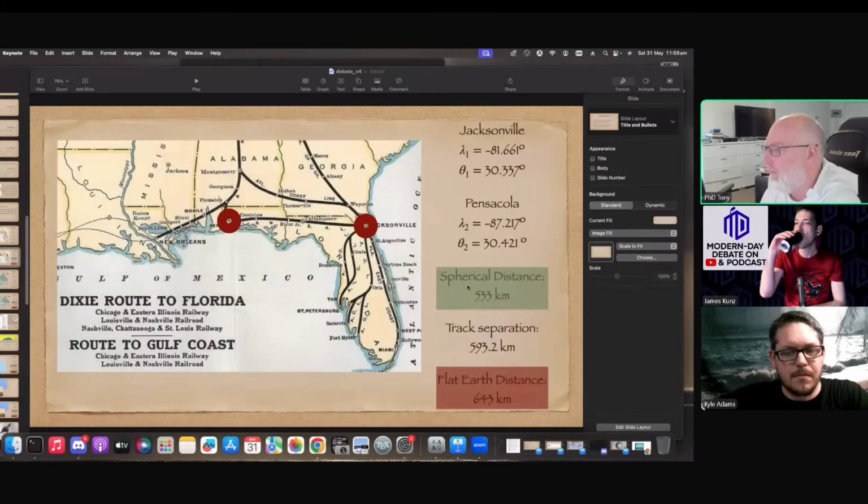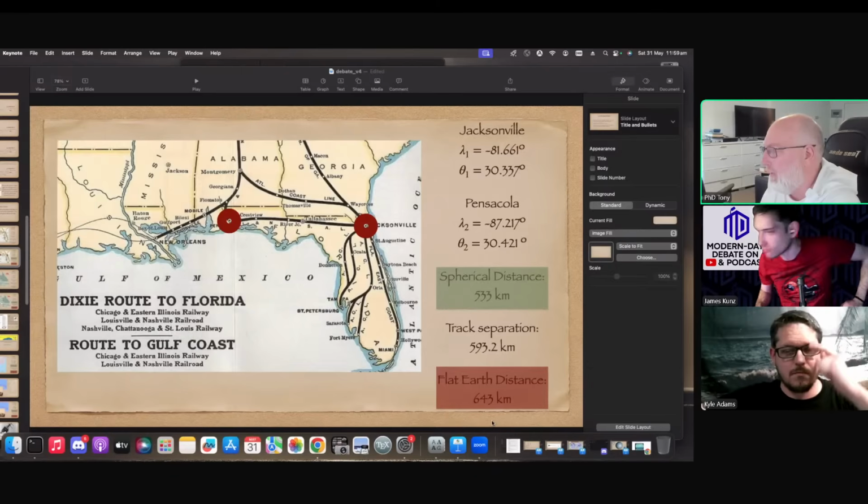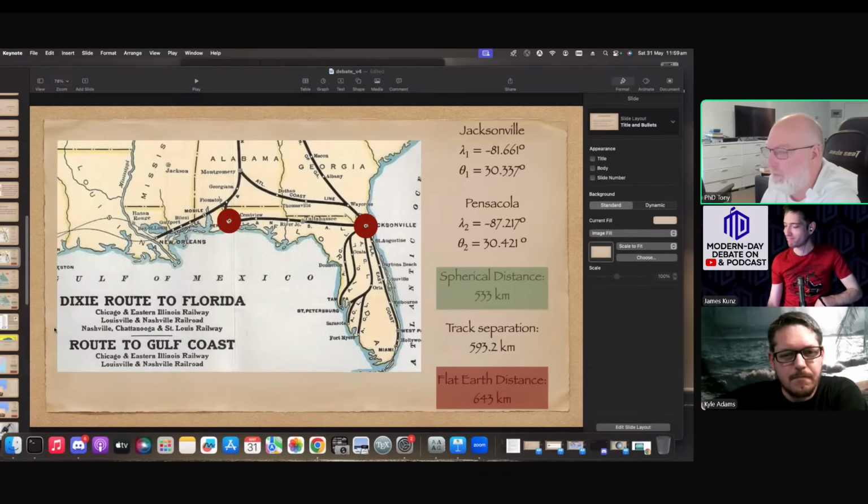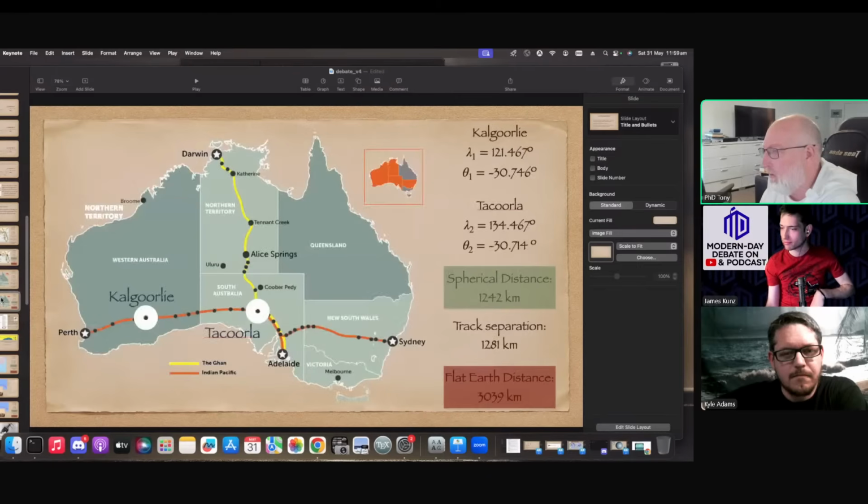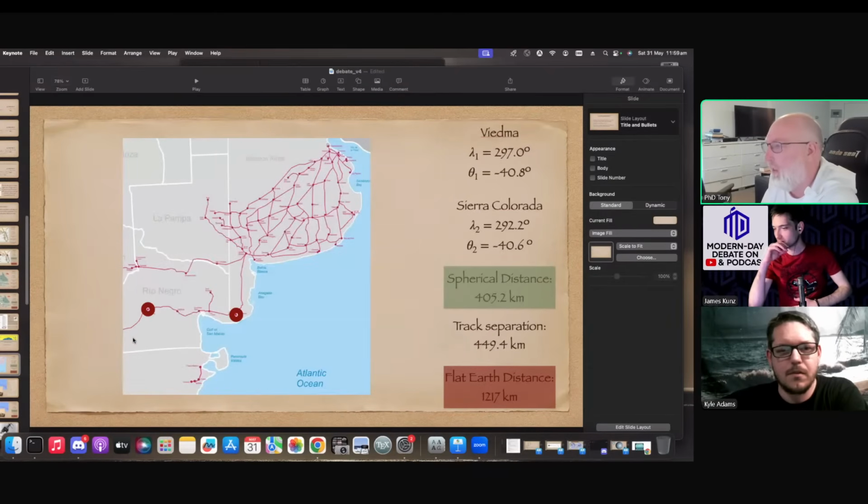If you look across to the right, in green is the spherical distance. Underneath it is track separation, and then there's the flat Earth distance calculation using the formula derived previously. Similarly, we've got Kalgoorlie to Tookoollah. I've given the latitude and longitude of both points, the spherical distance between them, the track separation, and the flat Earth distance. And you can see that the flat Earth distance is in error by more than 100%. Similarly, in Argentina, I've given Viedma to Sierra Colorada.